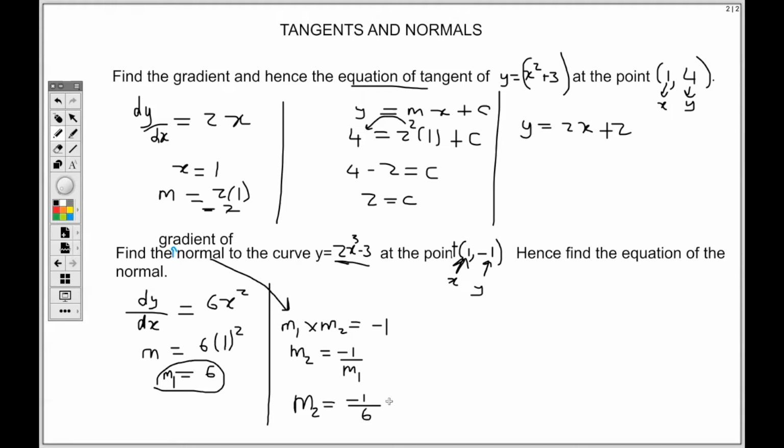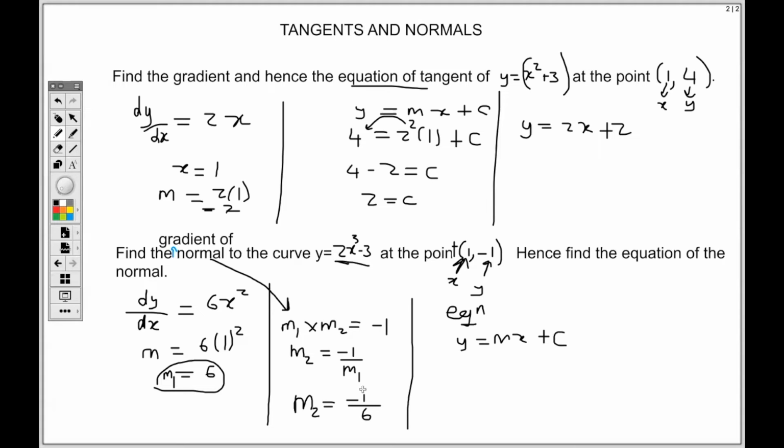Now, the next thing I need to find is the equation of the normal, and we have to use y equals mx plus c. We know the gradient and we have the coordinates, so we have enough information to find the y-intercept. So all I'm going to do is substitute into this equation of the line.